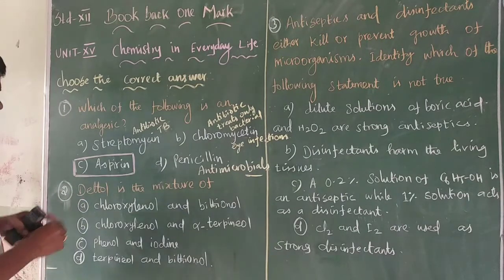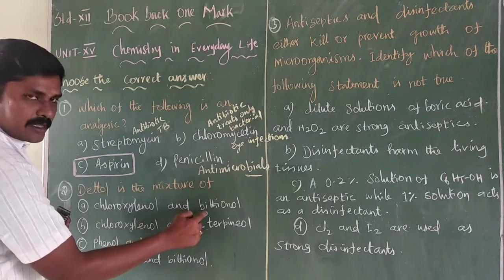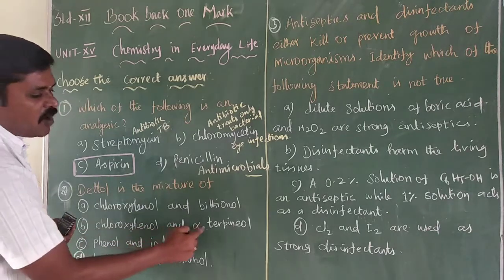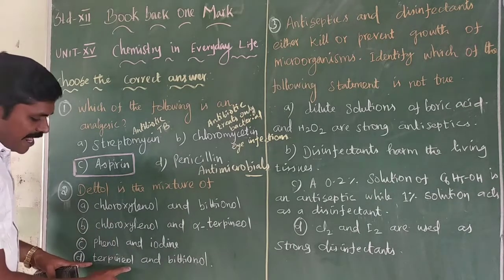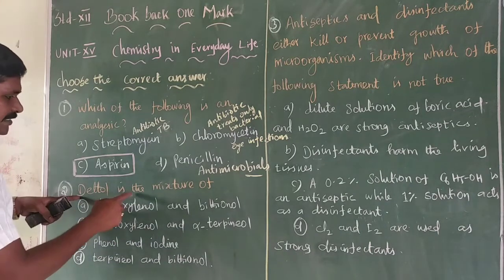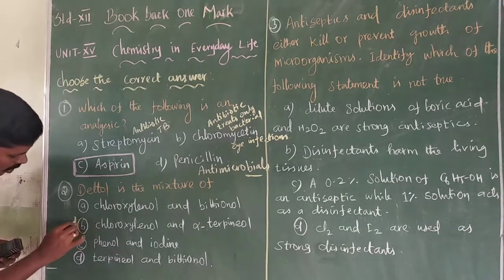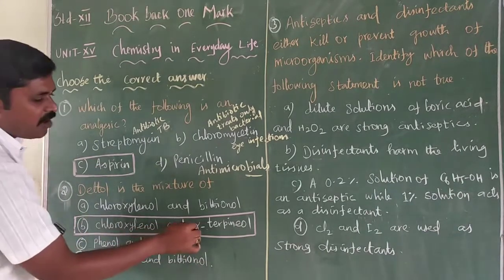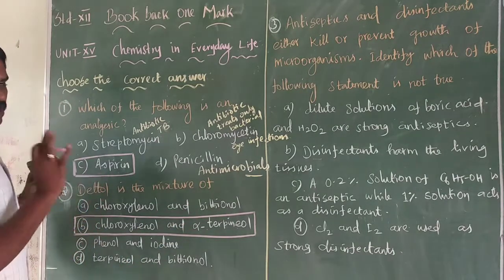Second question. Dettol is the mixture of: option A, chloroxylenol and bithanol; option B, chloroxylenol and alpha-terpinol; option C, phenol and iodine; option D, terpinol and bithanol. Okay, so Dettol is the mixture of chloroxylenol and alpha-terpinol. Option B is the correct answer.